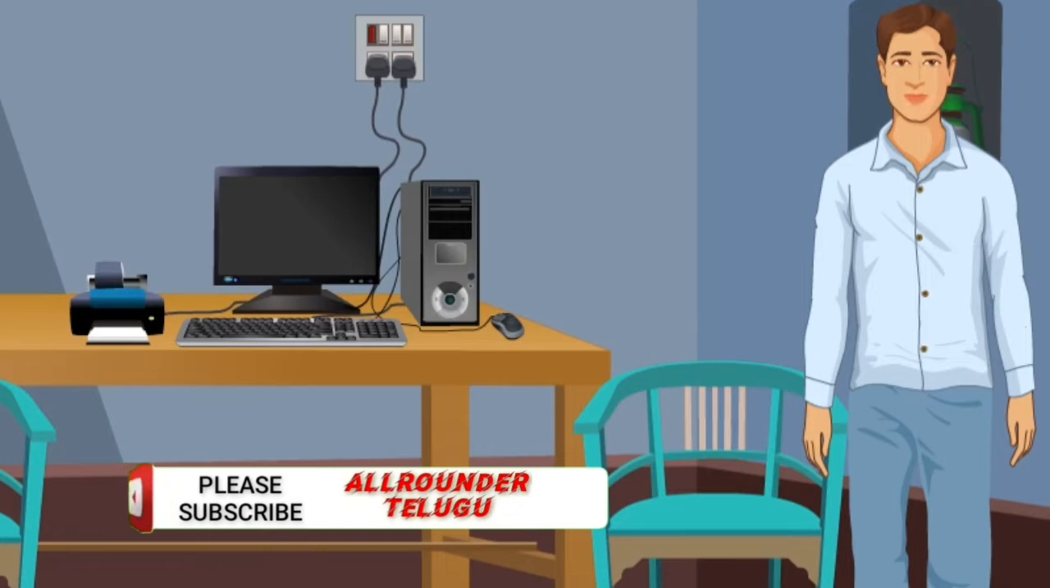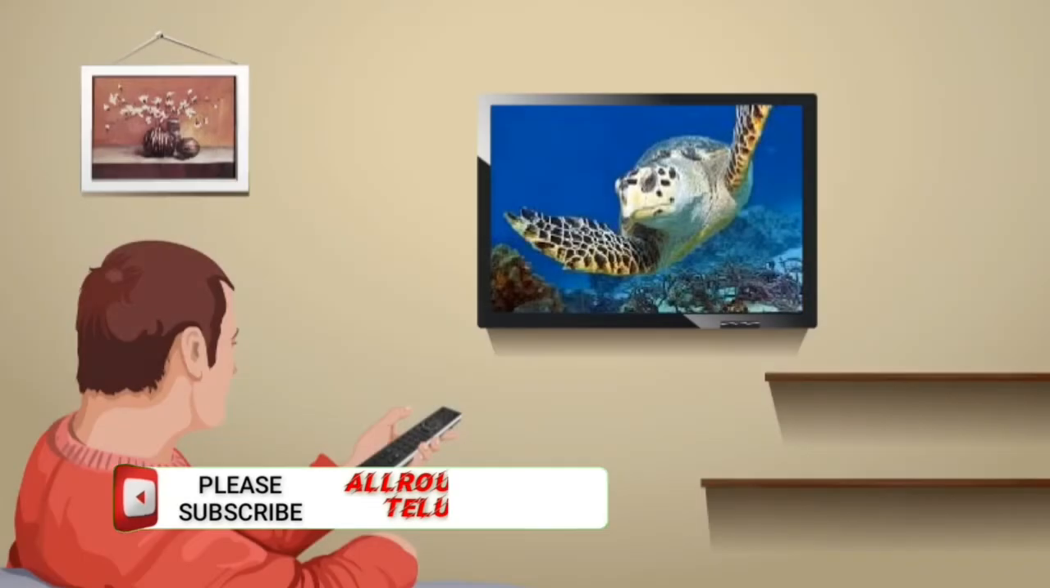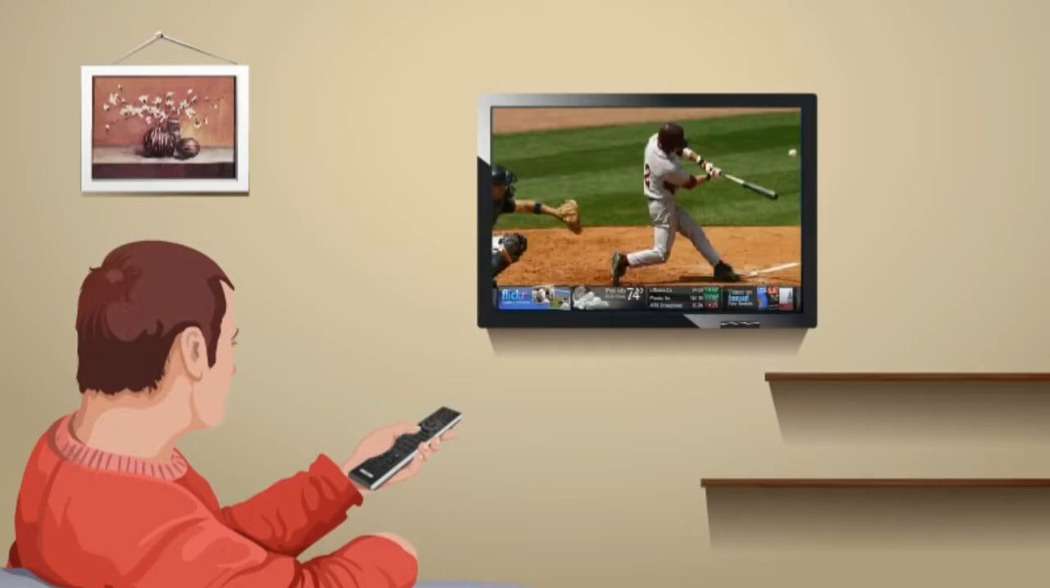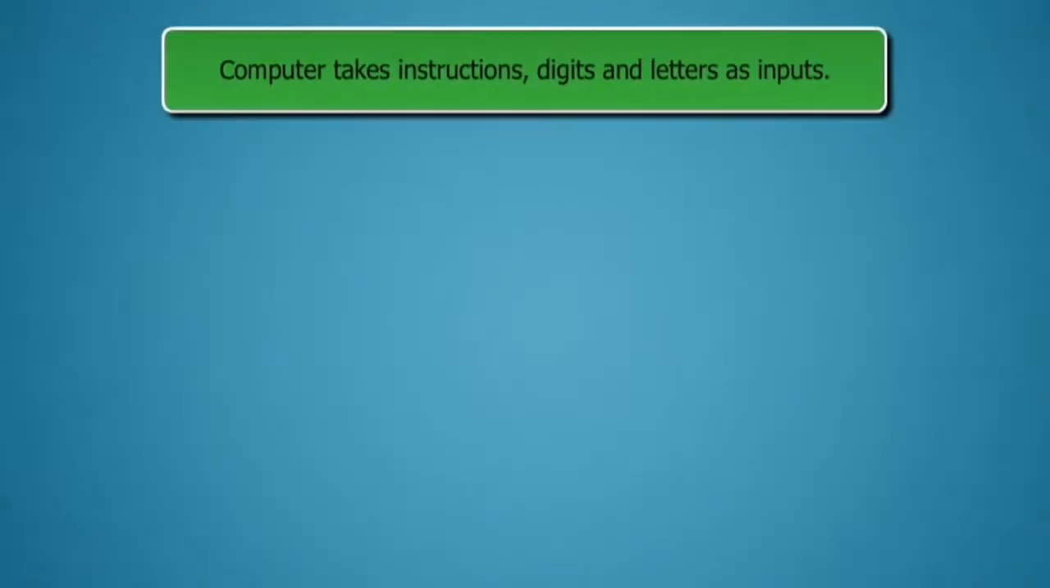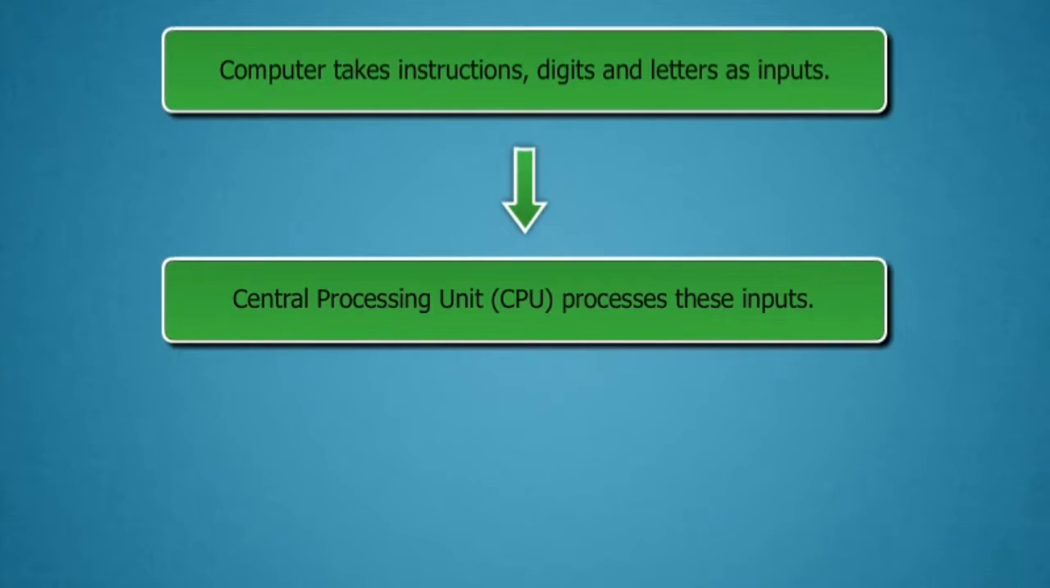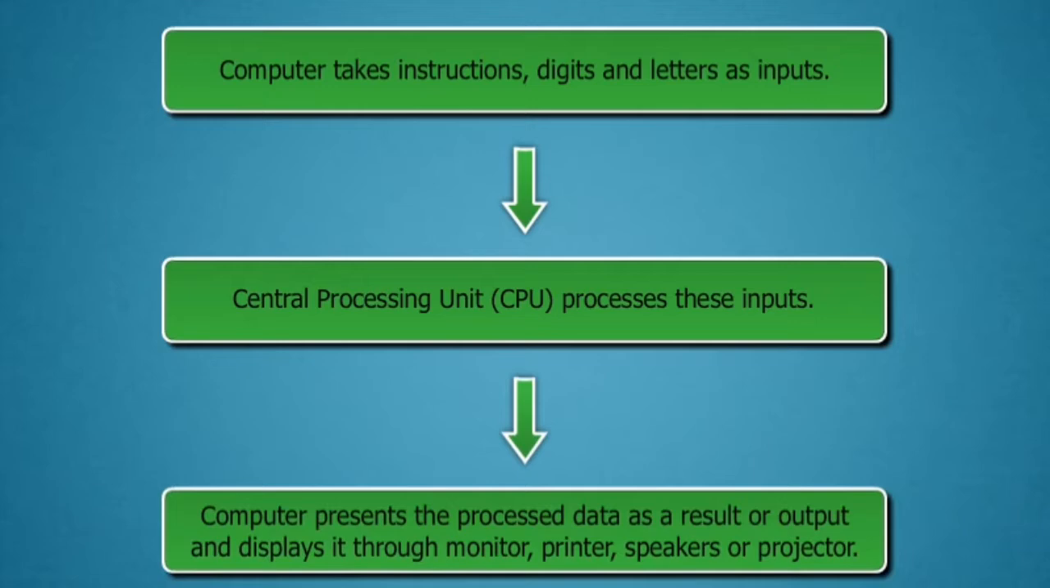But how does it work? Let us see. We know that any machine or device works on instructions being provided and gives us the desired output based on the instructions. Similarly, a computer also takes instructions. It takes instructions, digits and letters as its inputs. Then, the Central Processing Unit or CPU processes these inputs. Finally, the computer presents the processed data as a result or output and displays it through a monitor, printer, speakers, or projector.